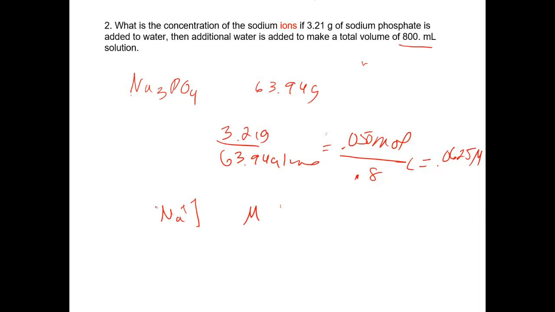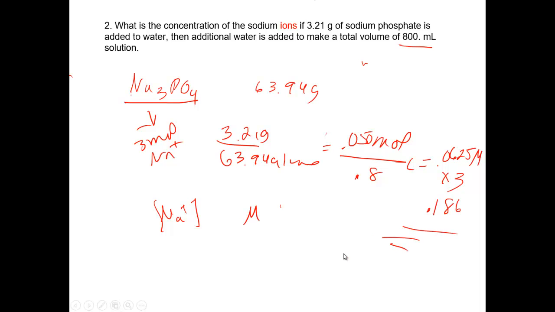But it's asking about what's the molarity of the sodium ions. And for every 1 mole of this, I have 3 moles of Na plus. Okay, so I've got to multiply this times 3, which is about 0.186 or so, something like that. Depending again whether it's multiple choice or FRQ. If it's multiple choice, we're guesstimating. If it's FRQs, we're punching it into the calculator and calculating it.